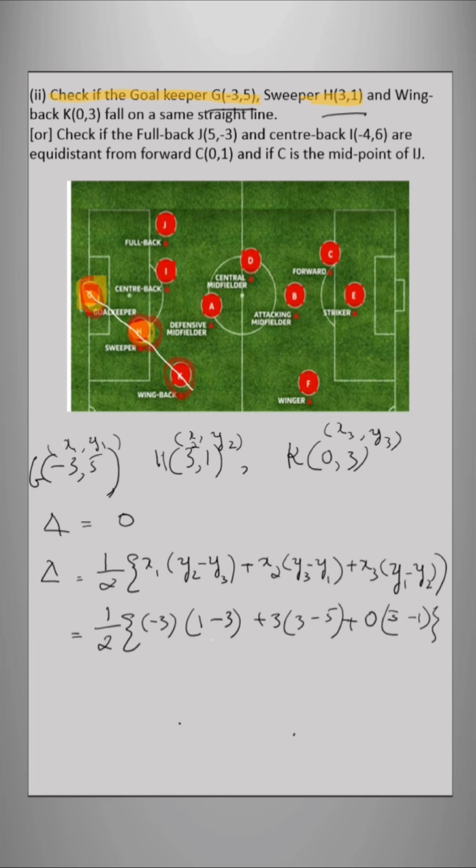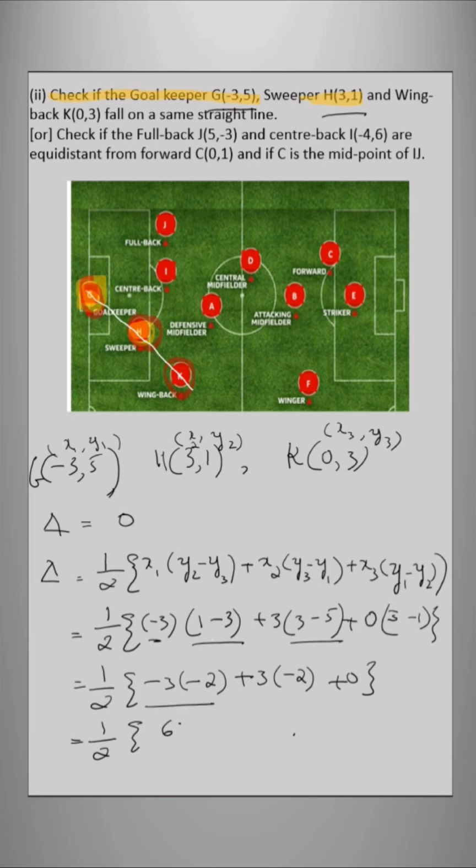That is equal to half into here negative of 3, here negative of 2, plus 3 into this one is negative of 2, this one is 0. 0 into something is 0. That is equal to half into this is positive 6, this is negative 6, half into this is 0. 6 minus 6 is 0. So area of the triangle is 0.